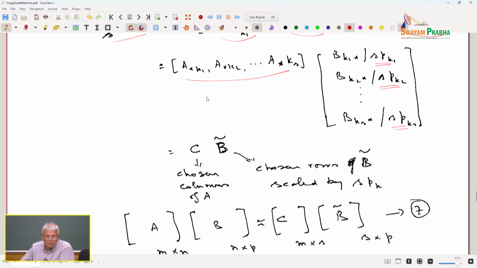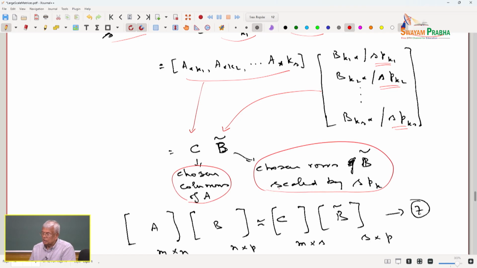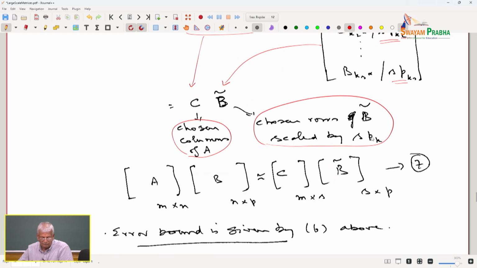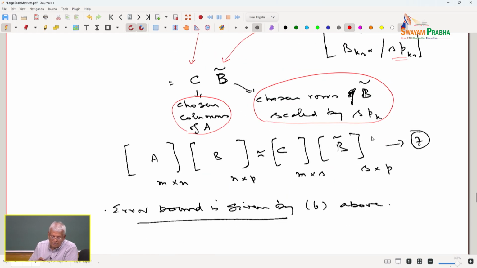So my matrix product is approximated by these two matrices. A is as is, B is scaled. I could have considered scaling A instead of B. I am going to call this matrix C, and this matrix P tilde. These are the chosen columns of A, these are the chosen rows of B scaled by S Pk. Therefore, I am going to approximate AB, m by n, n by p, by C, which is m by s and s by p.